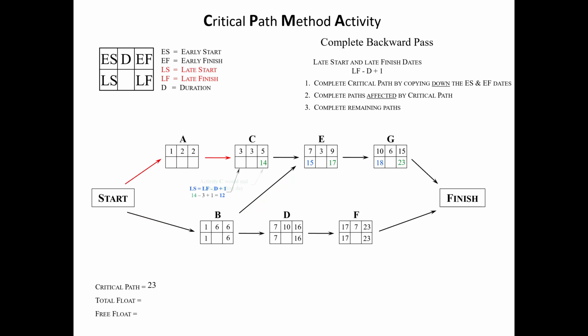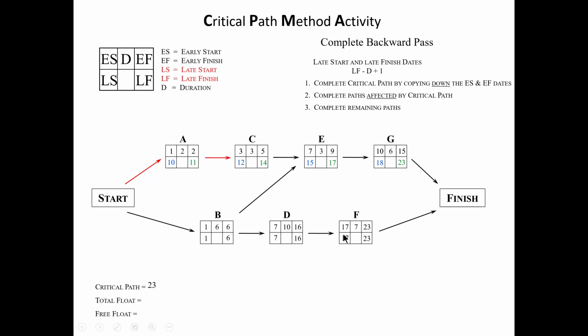Then you'll drop it down again to 14. 14 minus 3 plus 1. You'll drop it down again. 11 minus 2 plus 1. Okay, so what you'll notice as you're going backwards is there's a gap at G. G can start on the morning of May 10th. It can finish on May 18th. That's going to be called float, and we'll show you how to do that in just a moment.